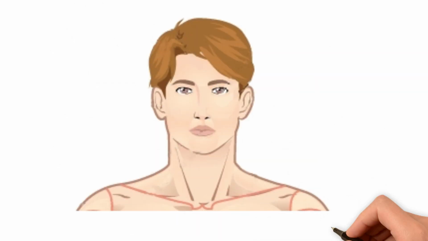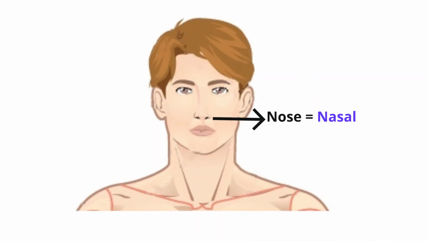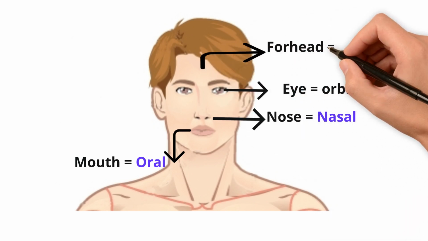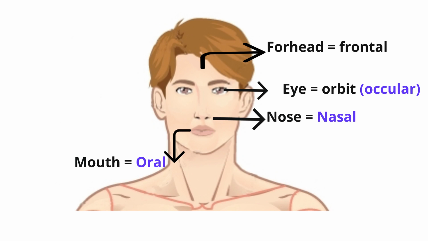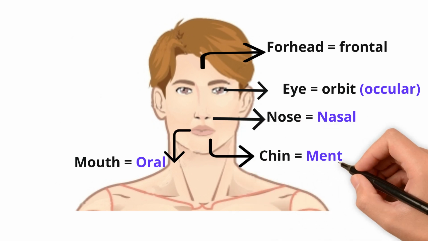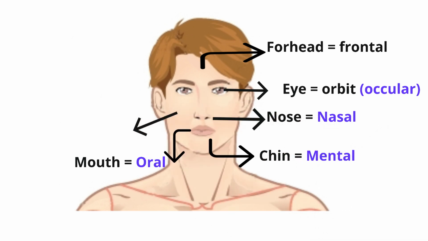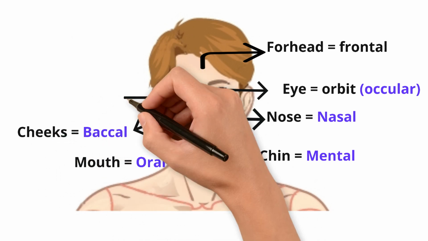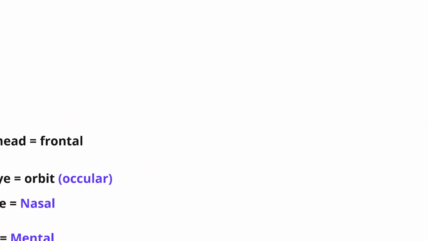When discussing the face, we use terms like nasal for the nose, oral for the mouth, and ocular for the eyes. The frontal region refers to the forehead area, while the mental region describes the chin. The buccal area refers to the cheeks, and otic refers to the ears.